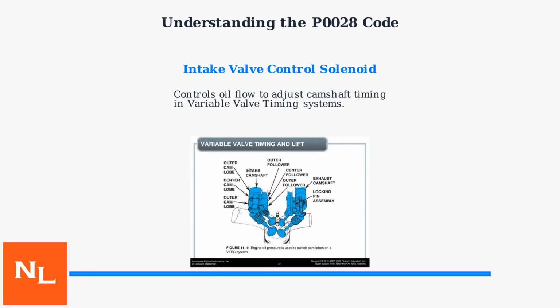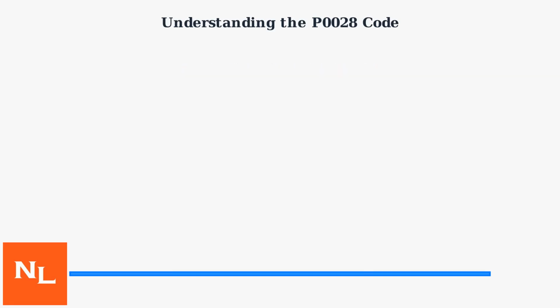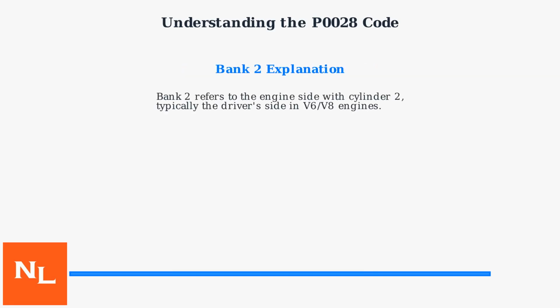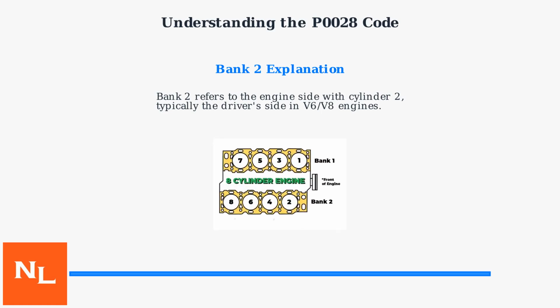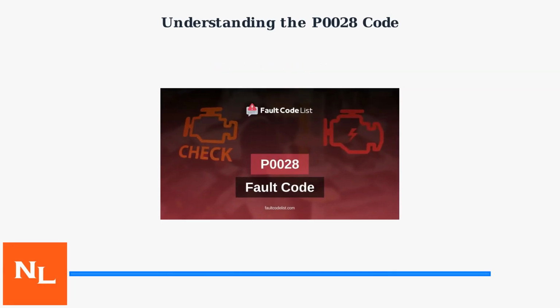This diagram shows how variable valve timing works with cam lobes and oil pressure. Bank 2 refers to the engine side with cylinder 2, typically the driver's side in V6, V8 engines. This diagram illustrates the cylinder banks in an 8-cylinder engine. The P0028 code appears in fault code lists, indicating this specific solenoid issue.